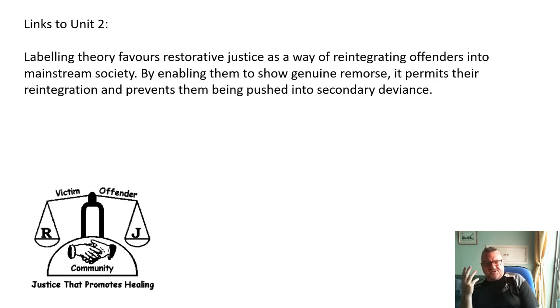Now, how does this link to Unit 2? Well, labelling theory would favour restorative justice as a way of reintegrating offenders into mainstream society, because it enables them to show remorse, it permits reintegration, and prevents them being pushed into secondary deviance through the fact that they've been labelled as a criminal. They can't shake that label, they haven't been forgiven, so let's just carry on with our antisocial criminal behaviour.